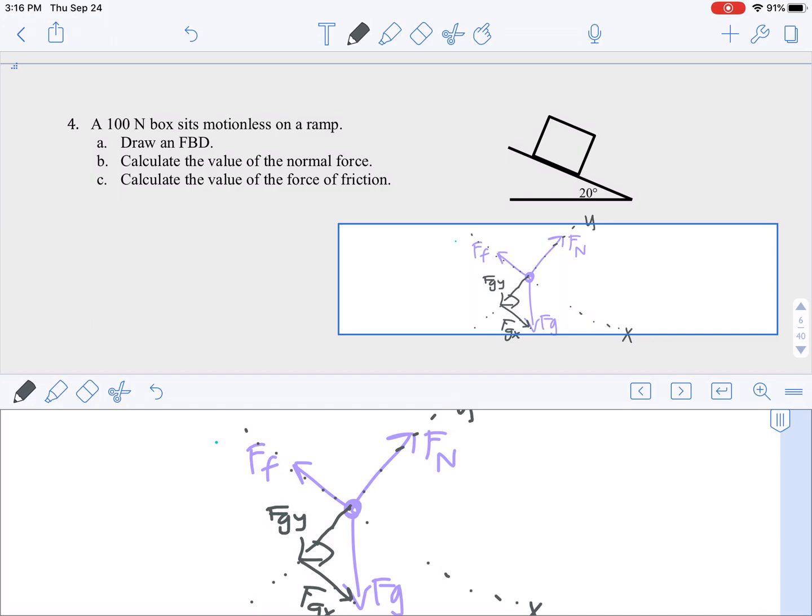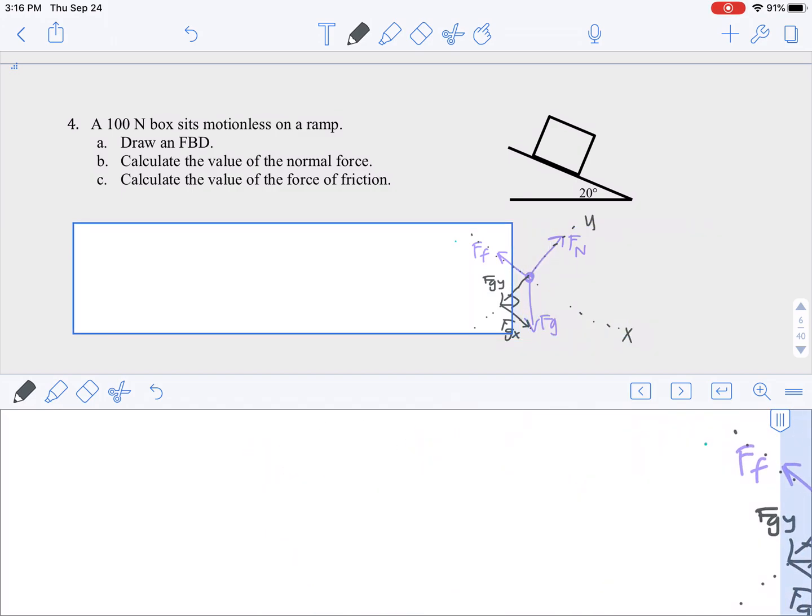The other tip that I can give you is when you're drawing in your components, they should be drawn tip to tail. So the tip is the arrow part, and then the tail is the part without the arrow. So your components of the vector, you draw in from tip to tail, so that's where they connect.